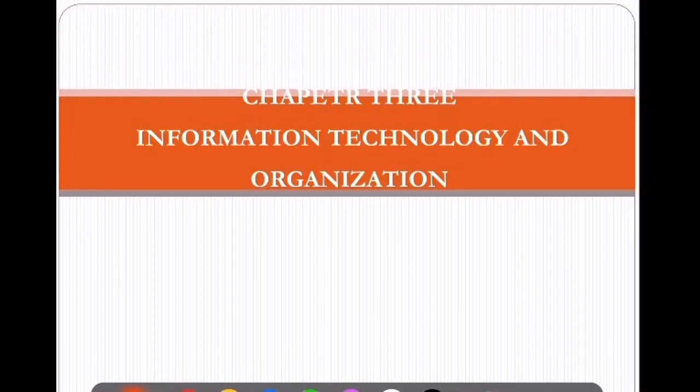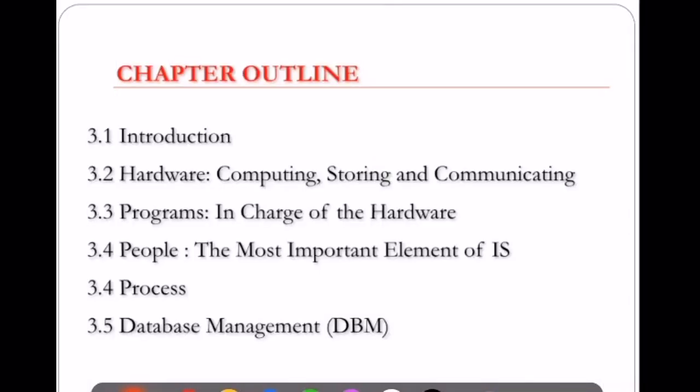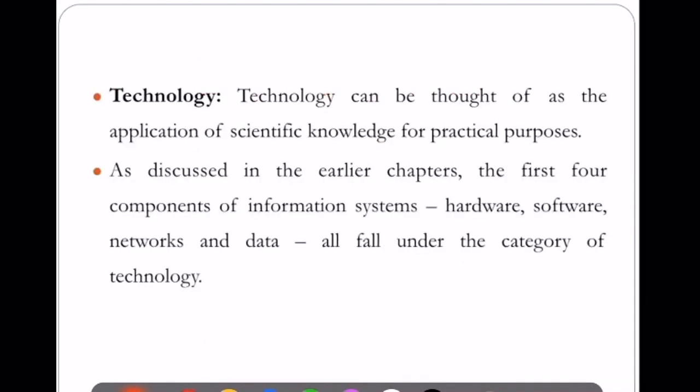And today we'll see the third chapter, Information Technology and Organization. In this chapter we'll try to see first what's information technology, then what's information system, then the different components of information technology. First we'll see what's hardware, then programs, then people, then process, and also database management. So first, what's technology?